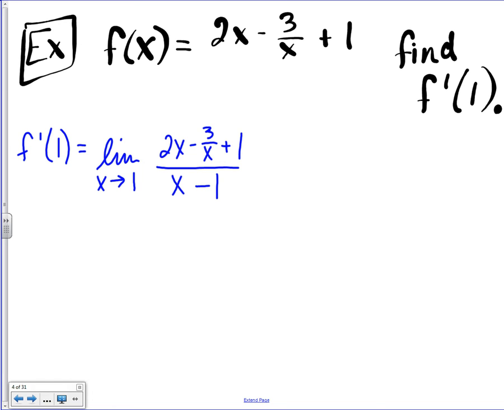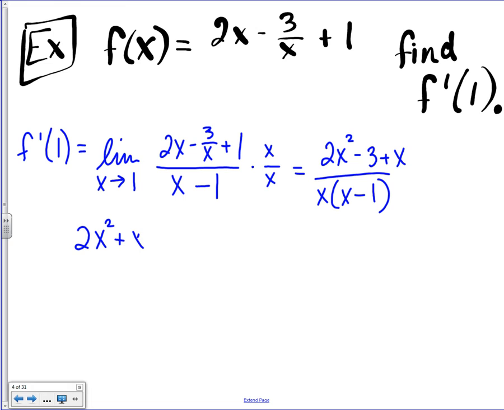Well, we're going to have to do some manipulating here. So I think I'm going to multiply top and bottom by x to get rid of that fraction. And now I have this in my numerator and this in my denominator. Well, I'm going to rearrange that numerator so it's in the proper order for me to do some factoring.